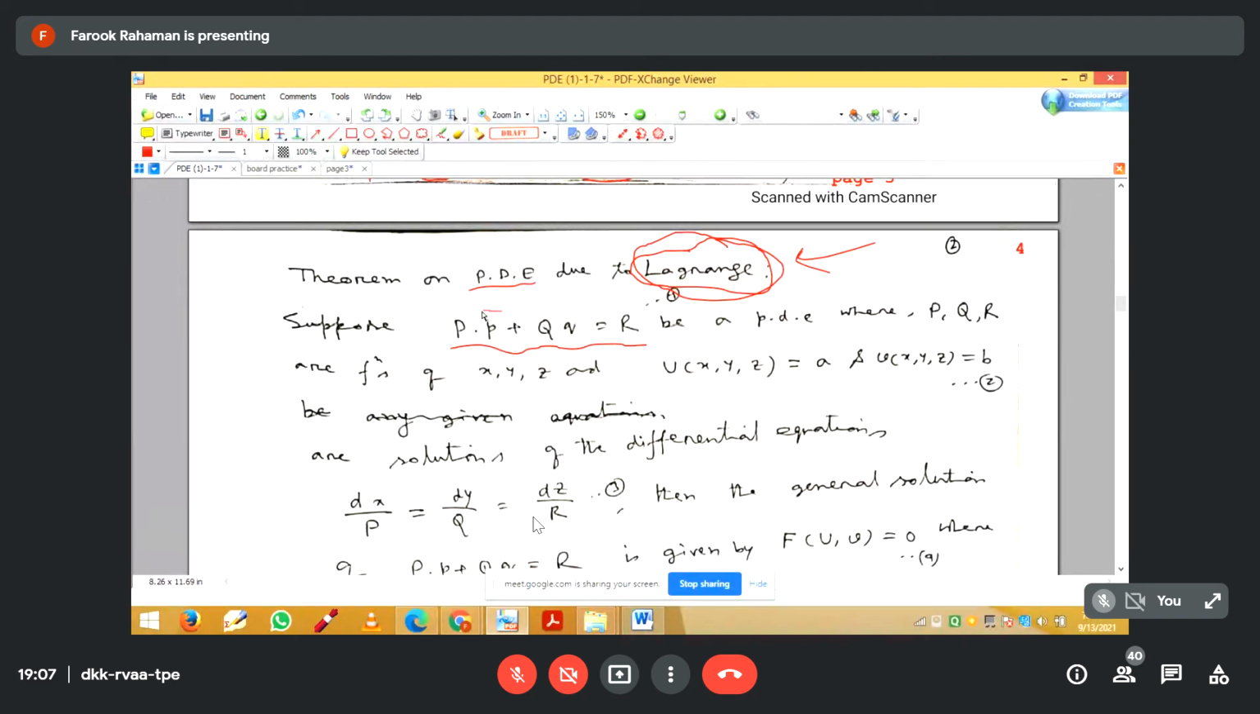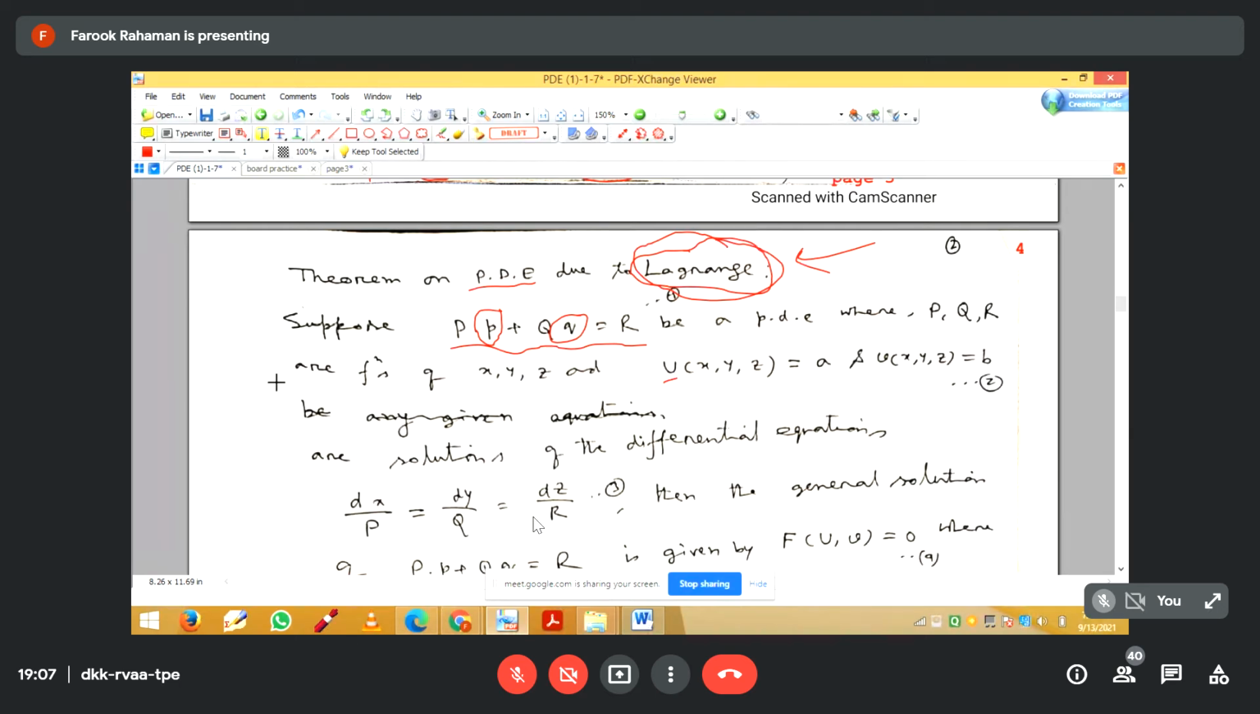You have already known what is small p. Small p is nothing but del z, del x, or, with the dependent variable u, del u, del x. And small q is the partial derivative with respect to y, that is del z, del y. But in this case, you use the term u, so here del u, del y. We just remember the symbols small p and small q. Okay.